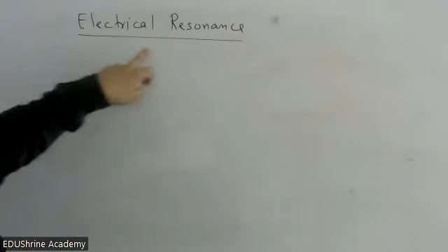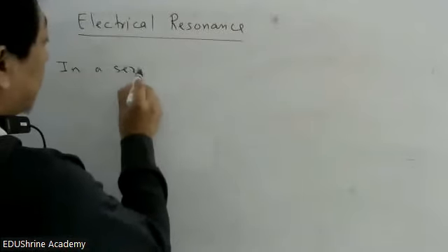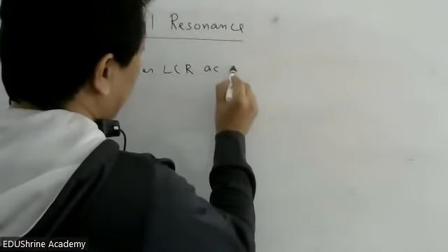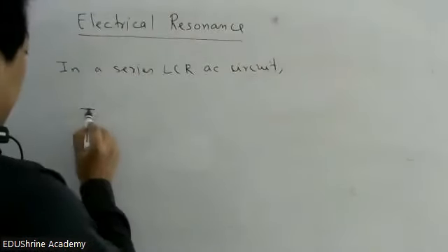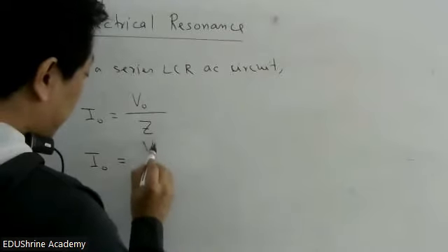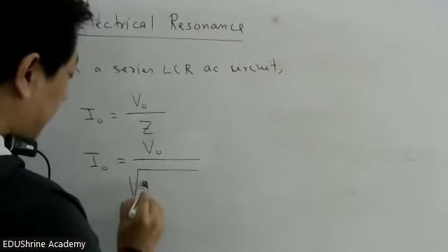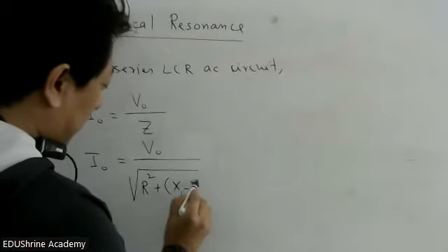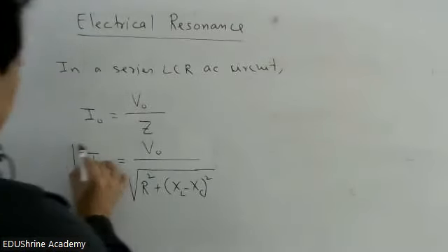Please mention it. So now we will do a topic called electrical resonance. So what is this electrical resonance? Let's try to understand. So in a series LCR AC circuit, AC meaning the source is an AC voltage, what did we see? The current peak value is V naught by Z, and that is equal to V naught divided by root over R square plus XL minus XC whole square. I think I wrote this one first before, it doesn't matter. So this was the formula we derived just now.